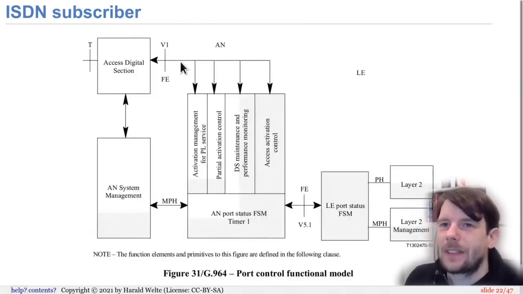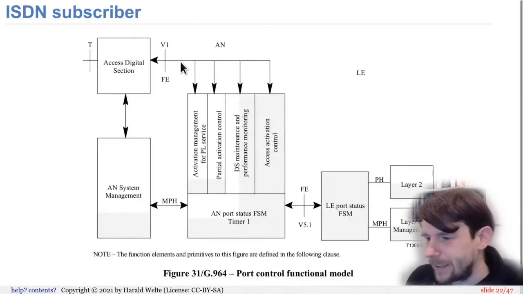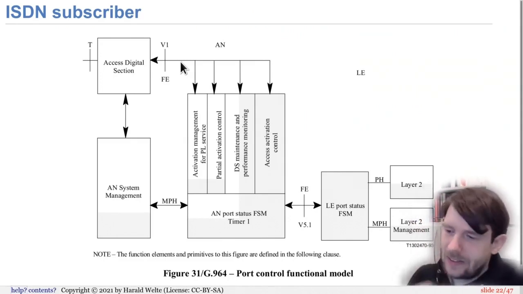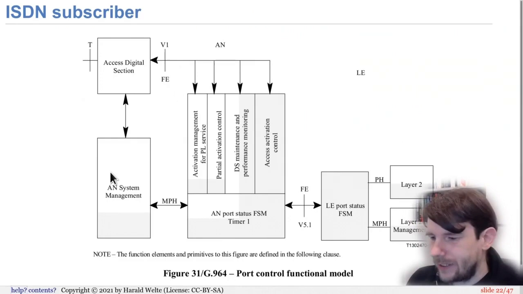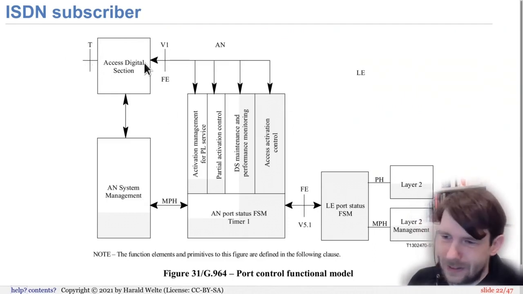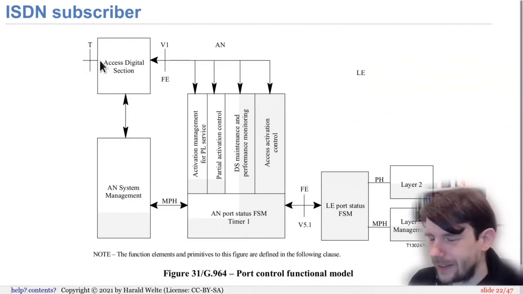For ISDN subscribers, of course, it's slightly more complex because in ISDN we have more protocols and more signaling. So if we look at this model again for the ISDN subscriber, here on the right-hand side, we have the local exchange again. We have the V5 interface between local exchange and access network. In the access network, we have a number of management entities, management over here, and procedures towards the actual, well, here's T, but it's actually the U interface in this case.